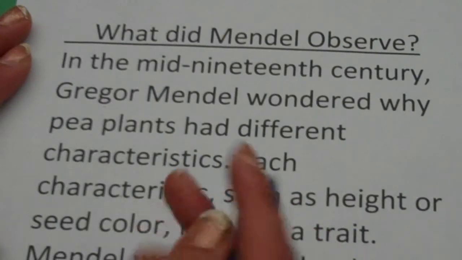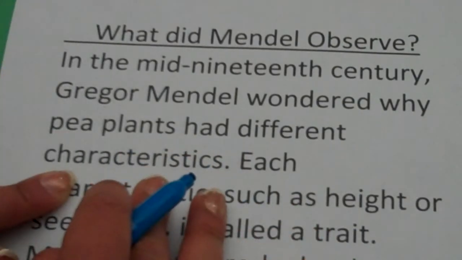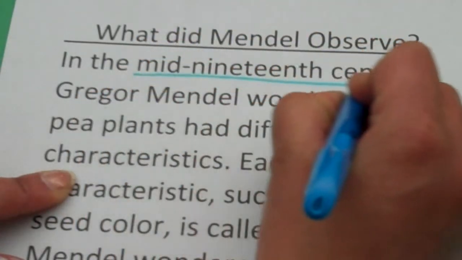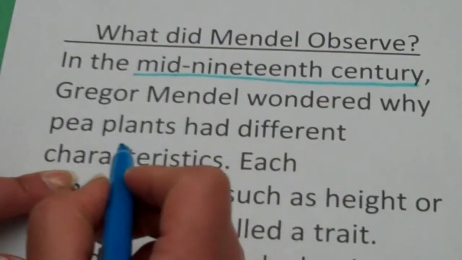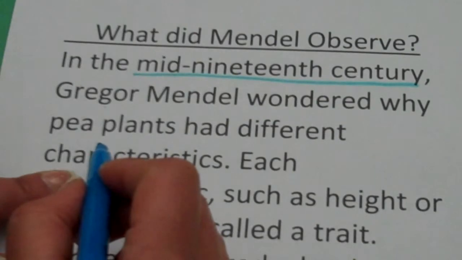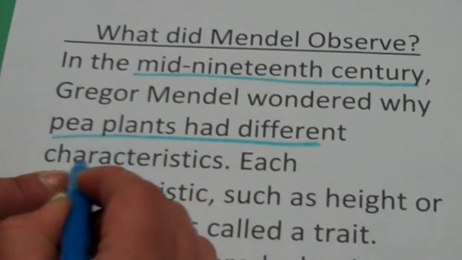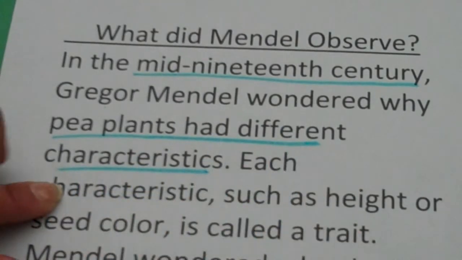So if I stop and look at that first sentence to see if there's any good information, here I have when he did it. And what did he study? He studied pea plants that had different characteristics. So that first sentence right there told me an awful lot.